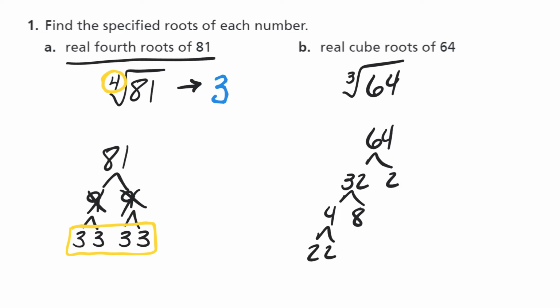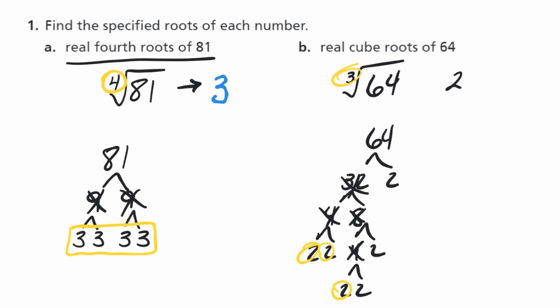This is 2 times 2. This is 4 times 2. I'll mark these out as I go. And then this is 2 times 2. So these are the prime factors of 64. We have a third root, which means they have to escape in 3s. Well, I have 1, 2, 3 sets of 2. So that would be 2.